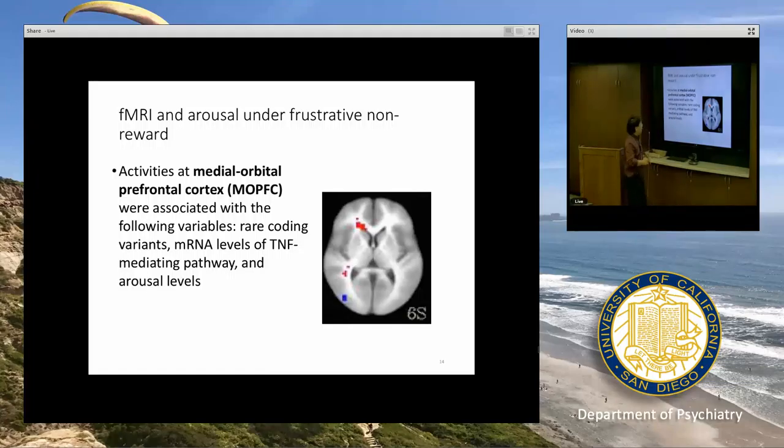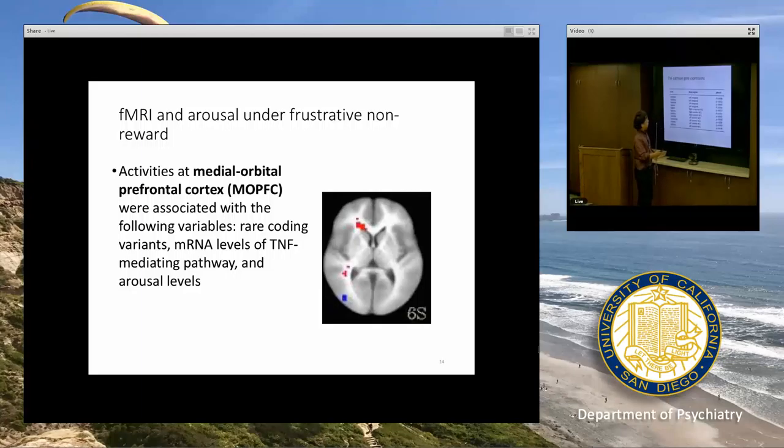And then for the functional MRI study, we found that this region, the medial orbital prefrontal cortex, was associated. The activation was associated with these different things, in addition to what we just said: the genetic variants, also the arousal level, and also the aggression score.